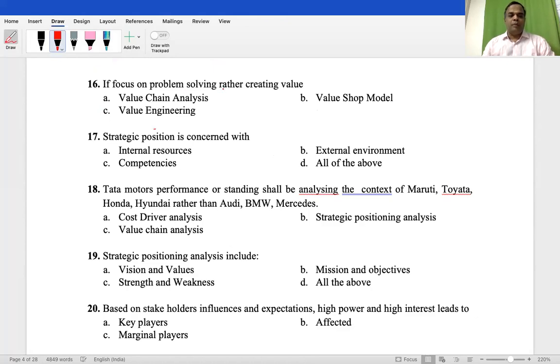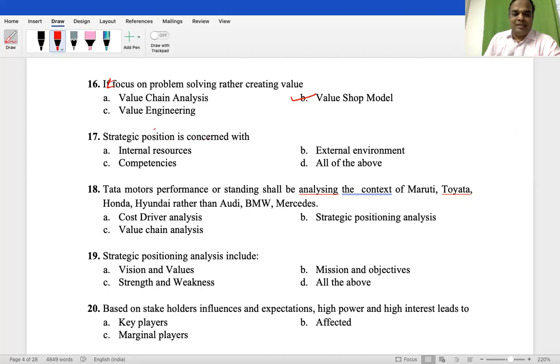You focus on problem solving rather than creating value. Value chain analysis, value shop model, or value engineering? Value shop model. The value shop model is purely not for creating value, but for the problems that exist, it gives some solution. Am I right?